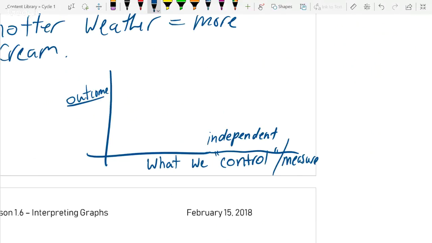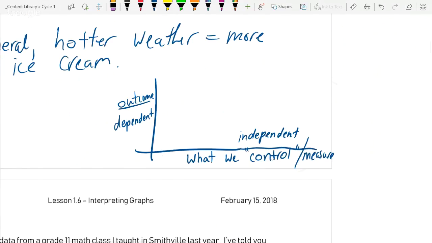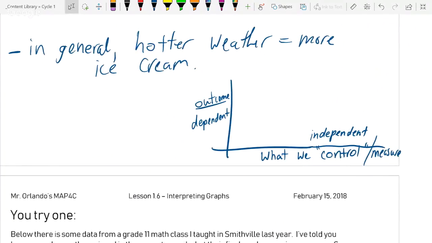And we're going to use it. We're going to talk about it. And we call this the dependent variable because it depends on the other.